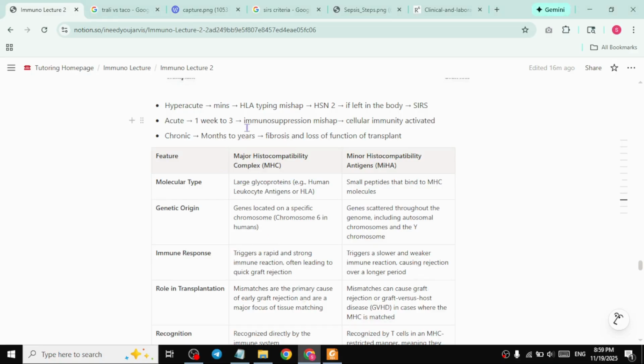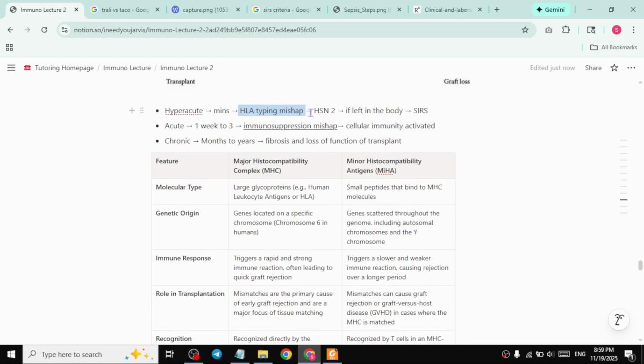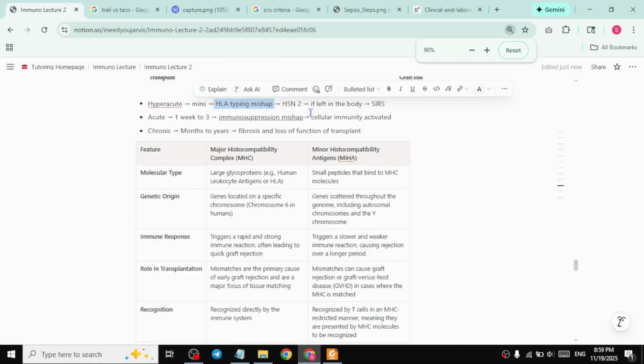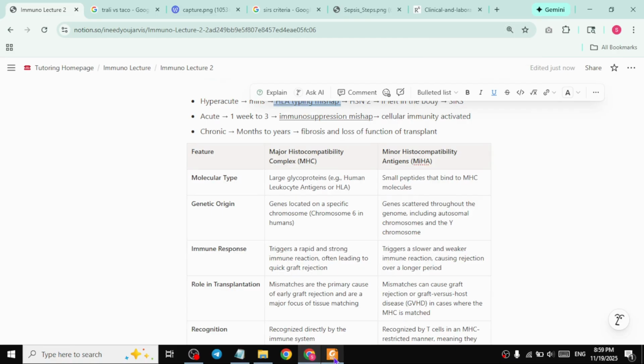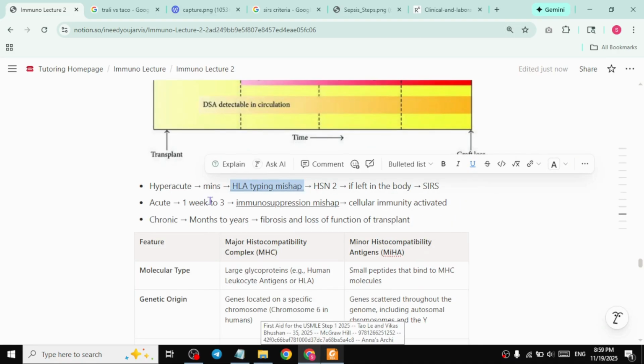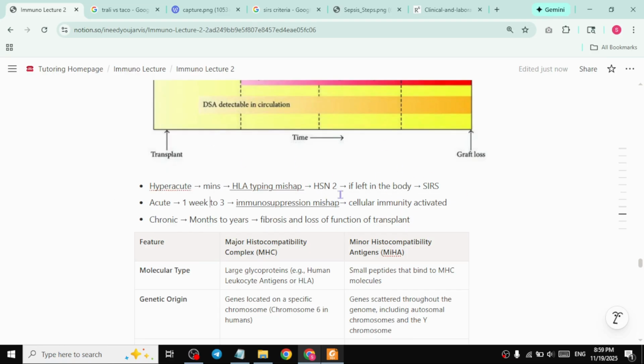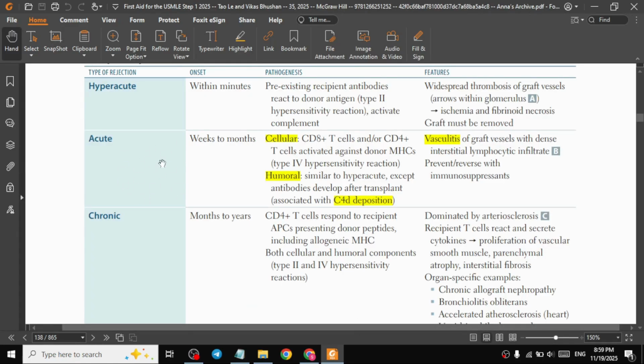And the mishap that you see with acute is usually that you didn't do enough immunosuppression. Okay, so understand what went wrong in order to cause these things, right? Hyperacute is HLA mismatching, but with acute it is immunosuppression, right? So when the patient was meant to be transplanted, they are supposed to be immunosuppressed, so the immune system can tolerate the foreign antigens, right? If you don't do that, then they're going to mount a response, and this is the usual acute thing that you're going to see, right?